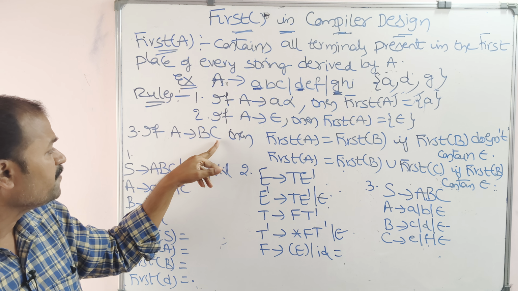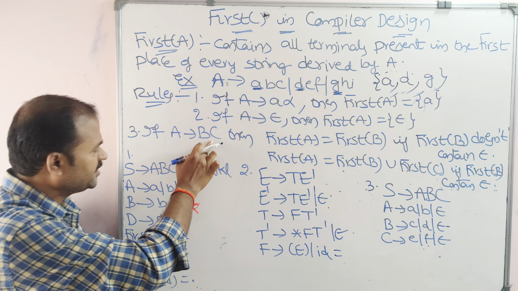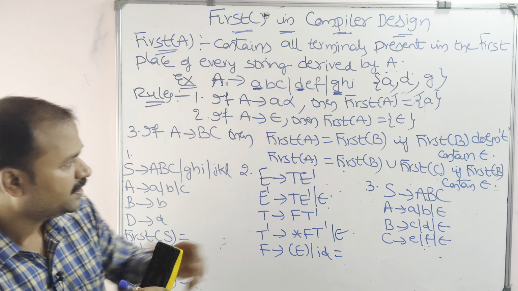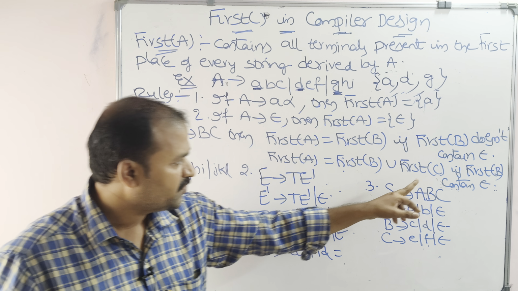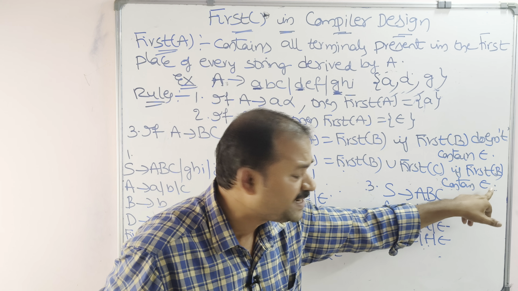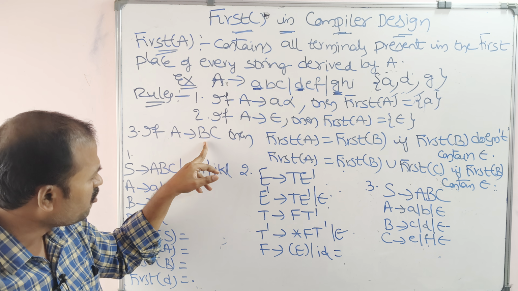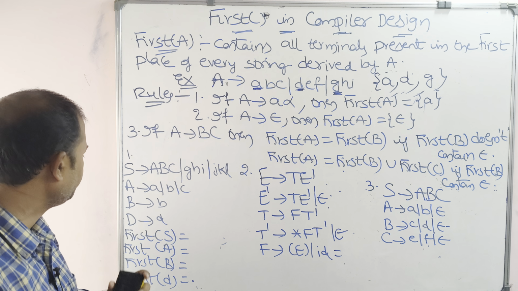Next, if A produces BC, here A is producing two non-terminals, then FIRST of A will become FIRST of B if FIRST of B doesn't contain epsilon. Whereas if FIRST of B contains epsilon, then FIRST of A equals FIRST of B union FIRST of C. Now let us solve these three examples.